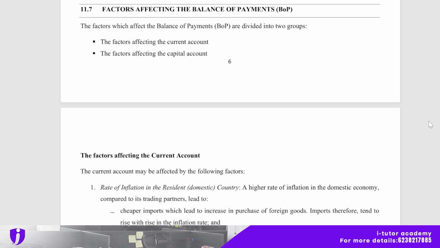In today's session, we will handle chapter 11 of MMPC-003, factors affecting the balance of payments. The factors which affect the balance of payment are divided into two groups. The first one is the factors affecting the current account, and the second is the factors affecting the capital account. We already discussed there are two types of balance of payment, current and capital.